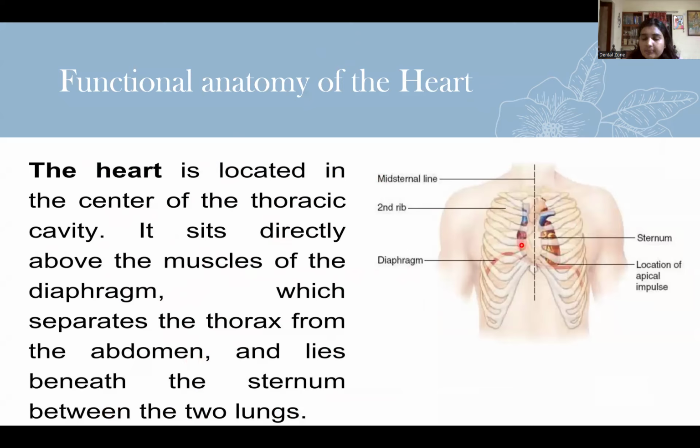Okay, so this diagram is difficult to draw, but anyhow, you can just draw a mediastinal line. You can show a second rib. You can show a diaphragm, and then you can show that somewhere here a heart is situated, that is the center of the thoracic cavity.